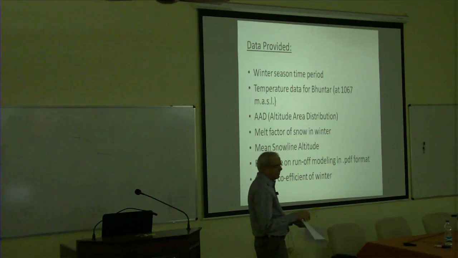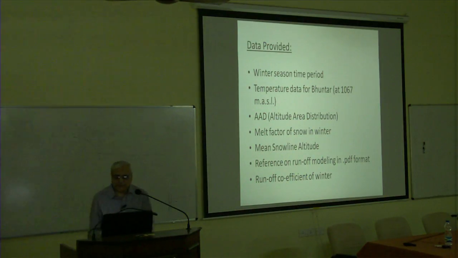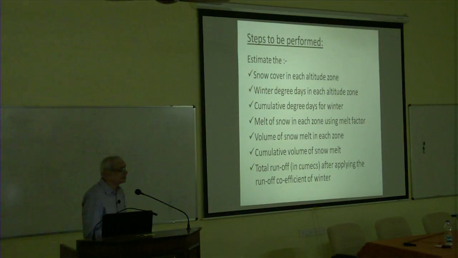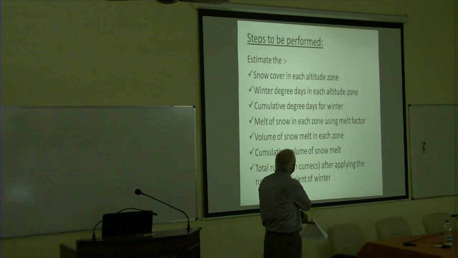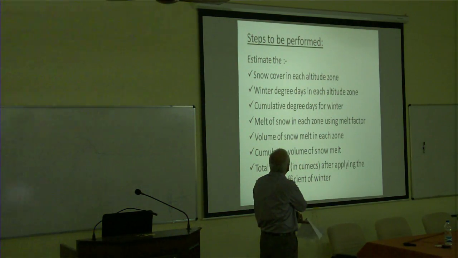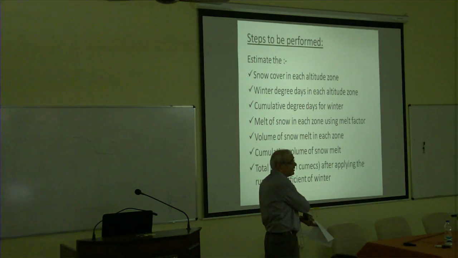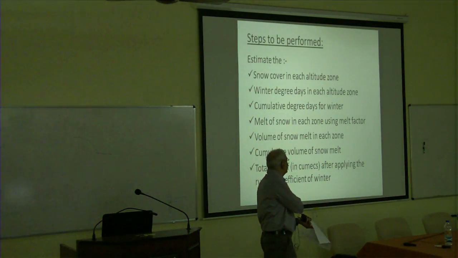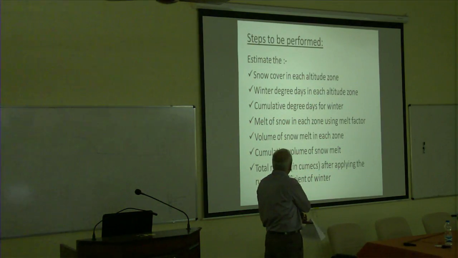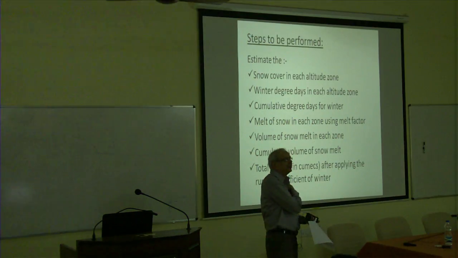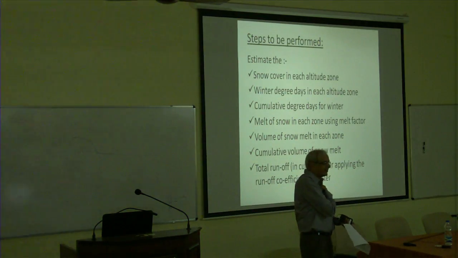Now you need to read that paper, spend some time, and then what you need to do is estimate snow cover in each altitude zone, winter degree days in each altitude zone, cumulative degree days for winter. Then the melt of snow in each altitude zone using the melt factor. Correct? It's very simple. The volume of snow melt in each zone. Right?